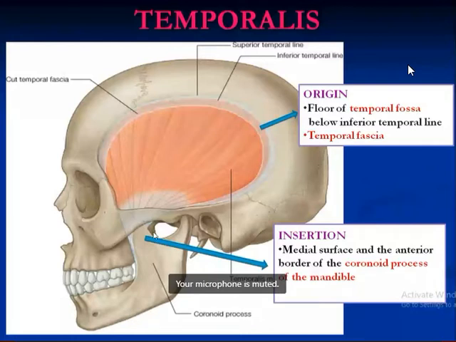Now, what will happen to the mandible? Insertion to origin. When the action will occur from insertion to origin, what will happen to the mandible? Will there be elevation or depression? Elevation. Okay, and that will cause the elevation because it is pulling the coronoid process upward. But you see, it is causing the closing of the mouth.